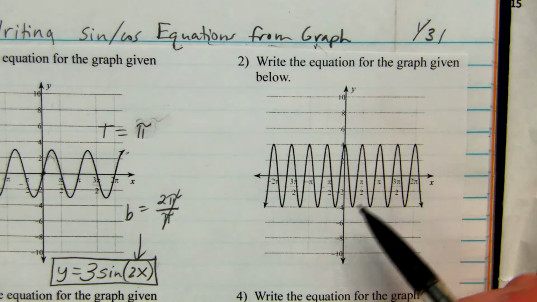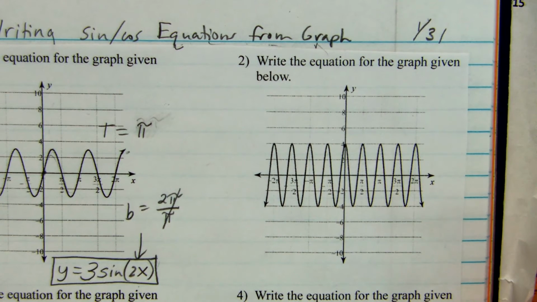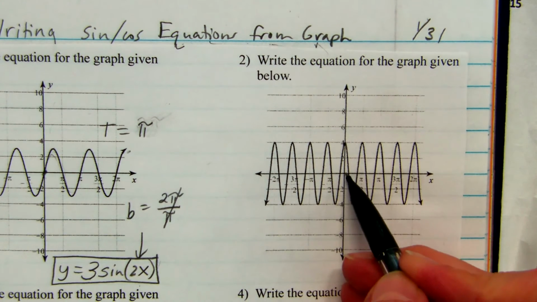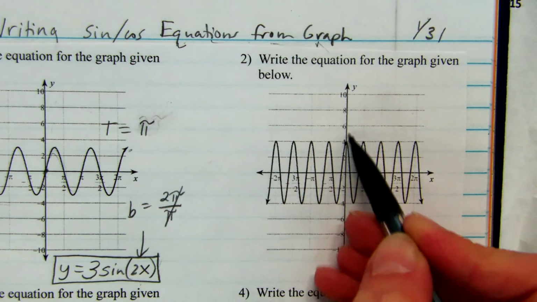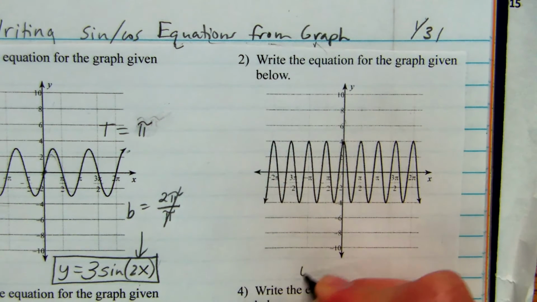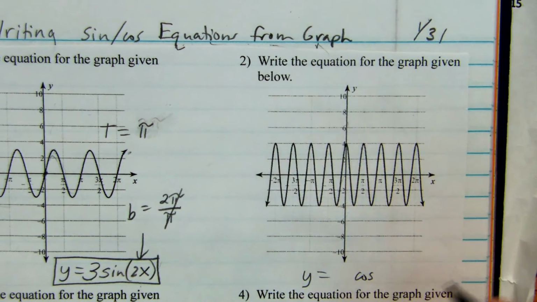So is number 2 a sine or cosine? Cosine. I know that because it's not starting at 0, 0. It's starting with that maximum point that goes through the y-axis. So I know that it's going to be a cosine graph.